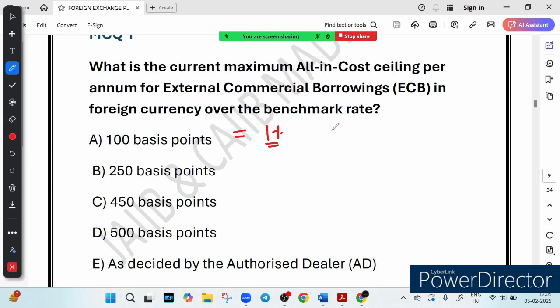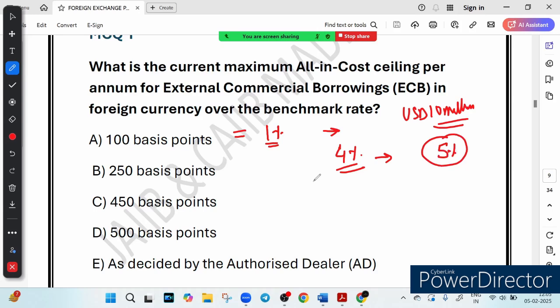Let me give you an example. Suppose an Indian company wants to borrow USD 10 million from a foreign bank, and the benchmark rate is suppose 4%. This is the benchmark rate. So a 100 BPS cap would mean the maximum interest allowed is 5%, isn't it? So this is too low. A lender may not be willing to lend at such a small margin.